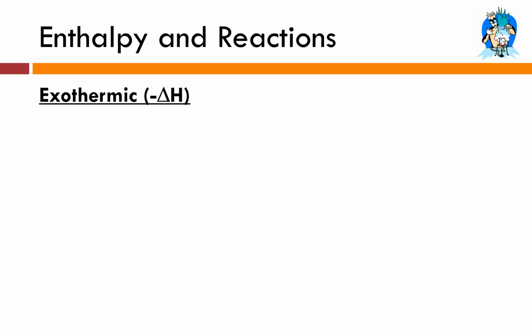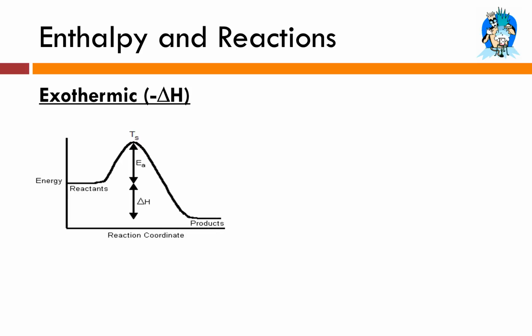We talked about exothermic and endothermic reactions yesterday. We'll start with exothermic. In an exothermic reaction, the delta H, or the change in enthalpy, is negative. Here's a PE diagram. If we think about the formula, delta H is equal to products minus reactants. Hopefully it's very clear why delta H is going to be negative. The products have less energy than the reactants.